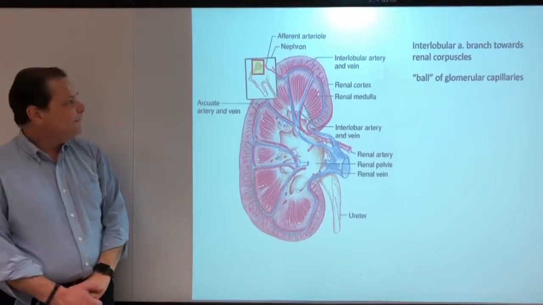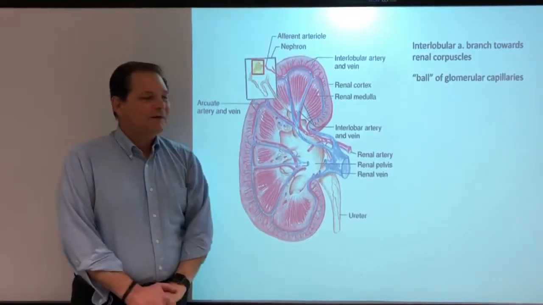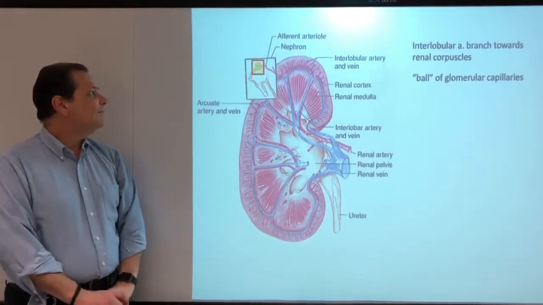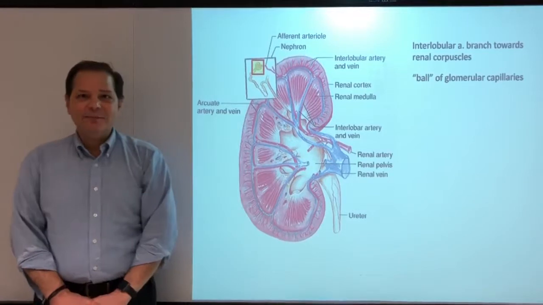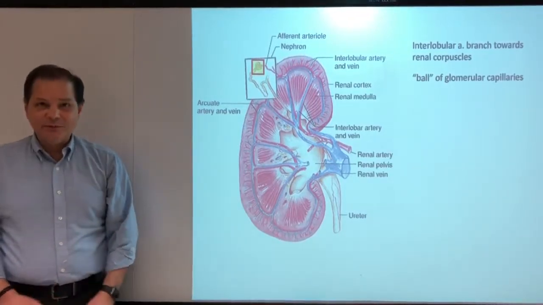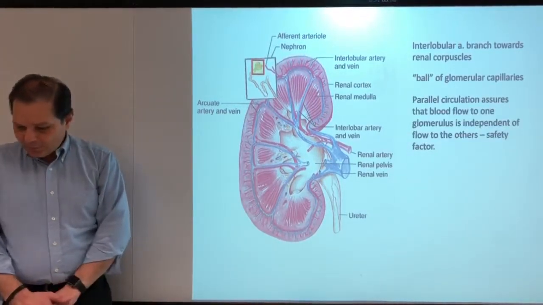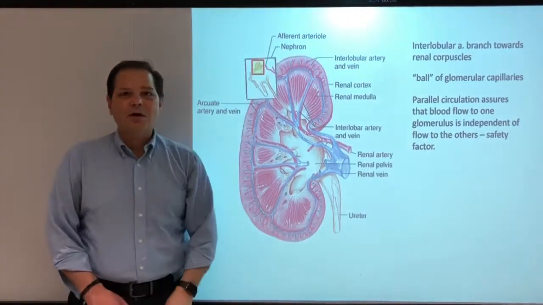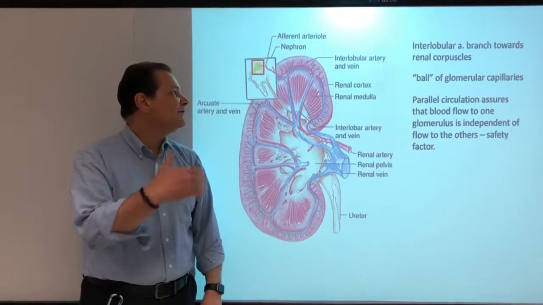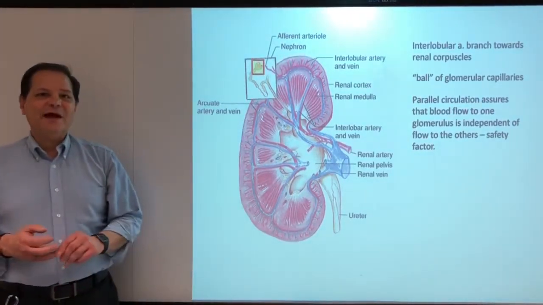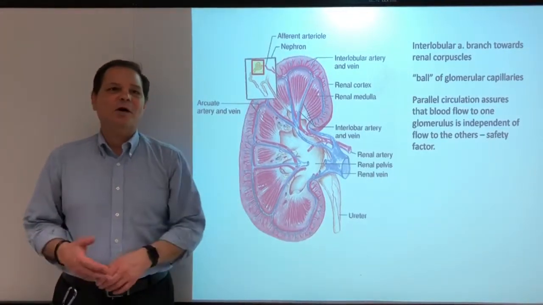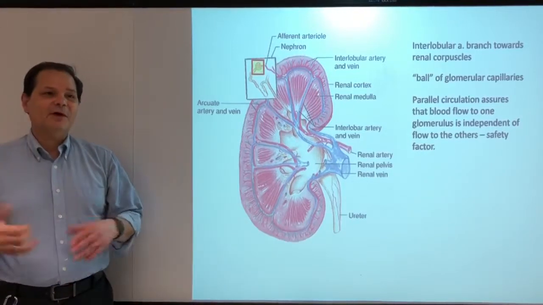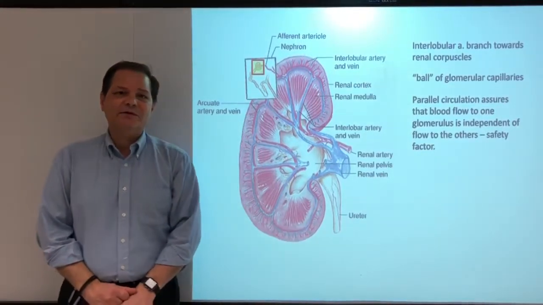And then it enters the glomerular capillaries. And this is like, again, it's like a ball of capillaries that is sort of fit into that Bowman's capsule. And this is where your filtration takes place. Notice the parallel circulation, since each one of these gets its own artery, a branch off the interlobular artery, it means that they're independent. That is, if something goes wrong with the supply to one nephron, it doesn't affect the other nephrons, and this is one of the advantages of having parallel circulation.